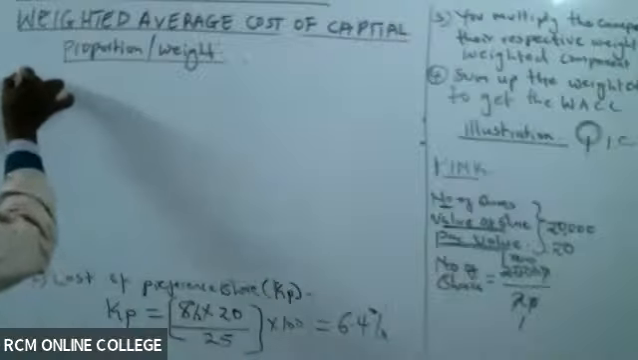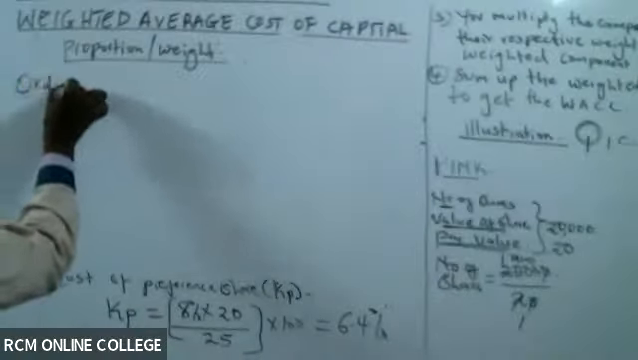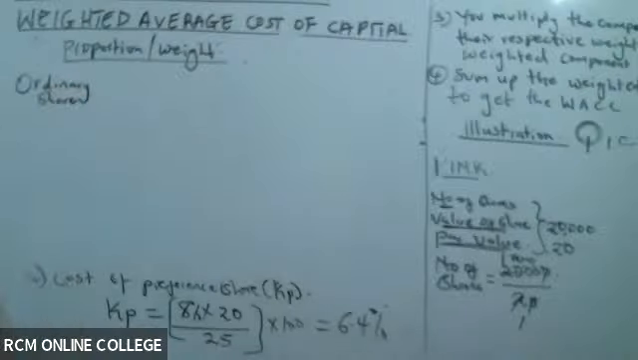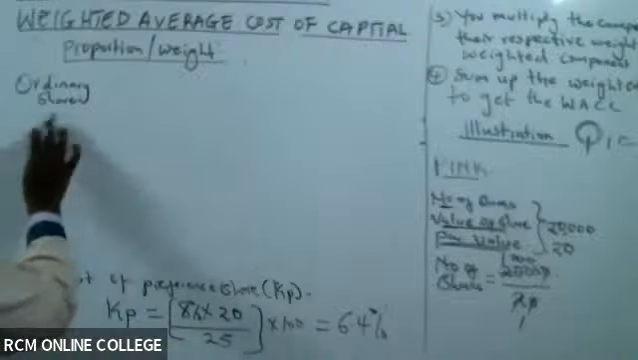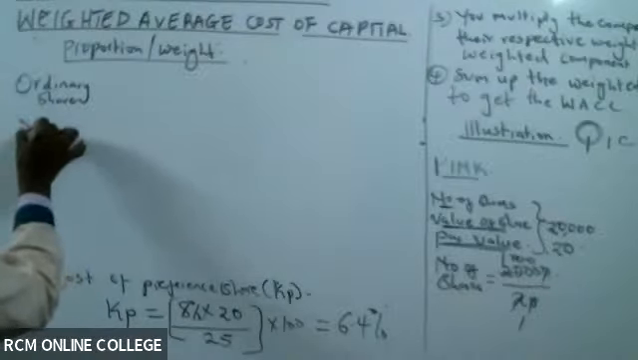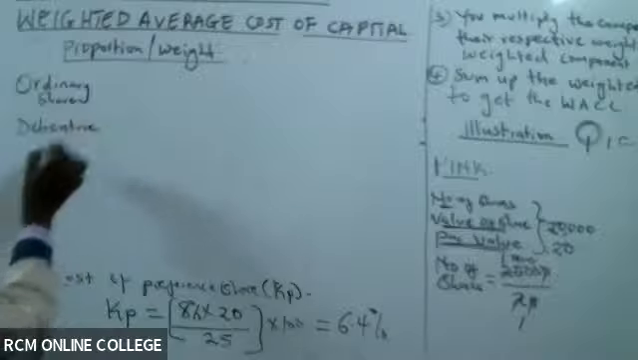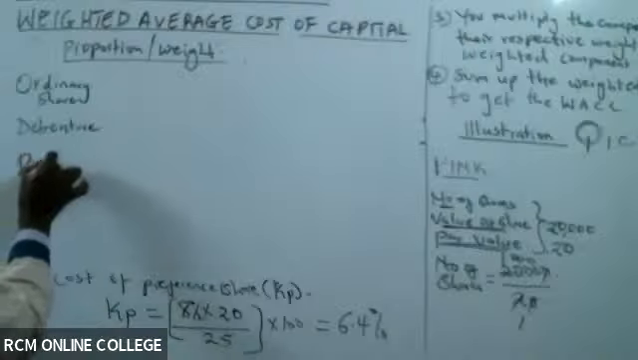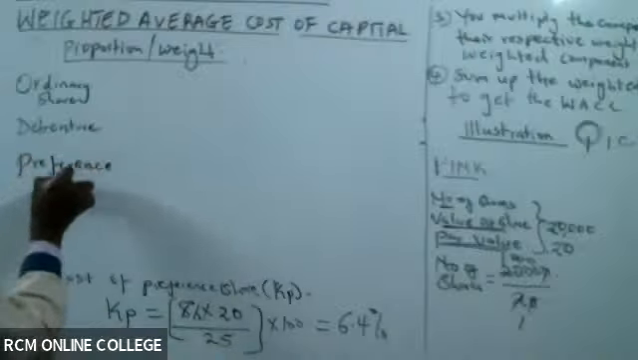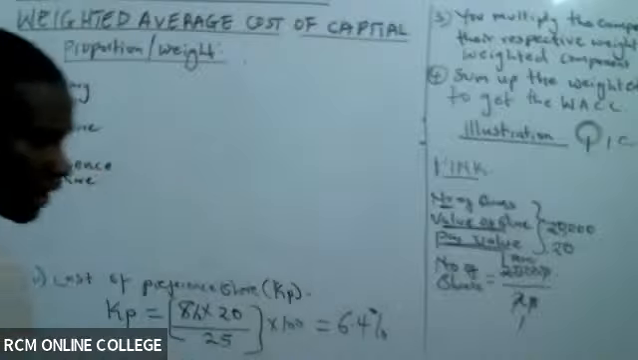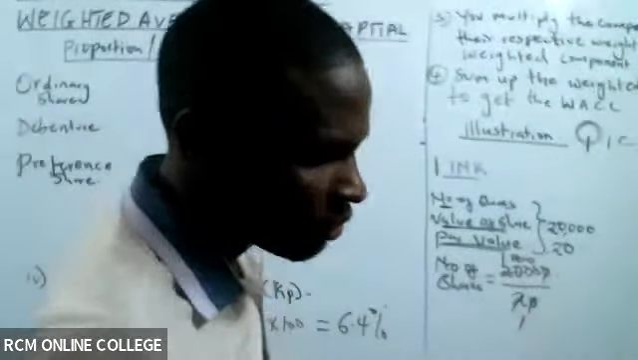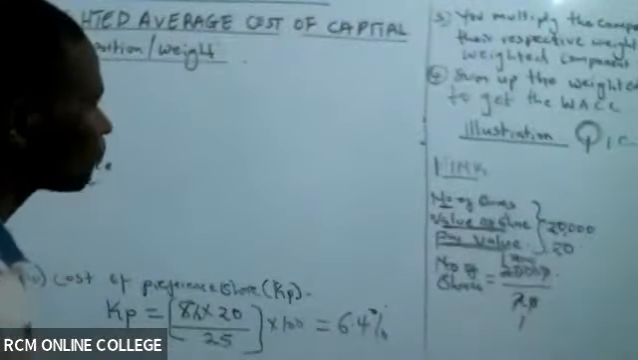So I have ordinary share here. Remember, I want to get the proportion. Ordinary share, and I have debts, debenture. I have debenture hapa. And the other one, what else do I have now here? I have preference share. So if I want to get the weight of this, the reason why we don't use the reserve.